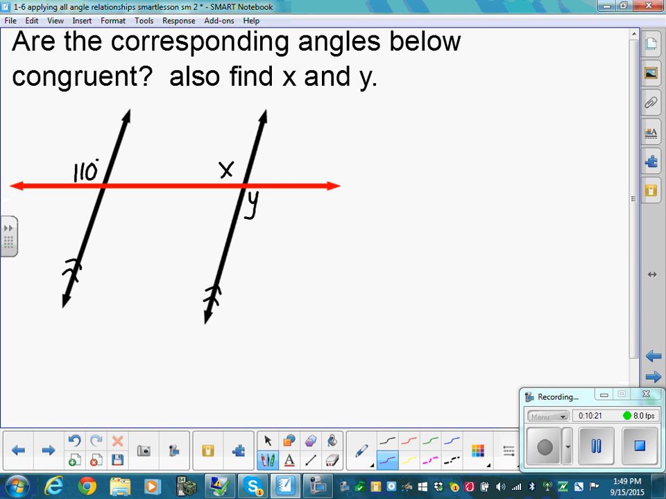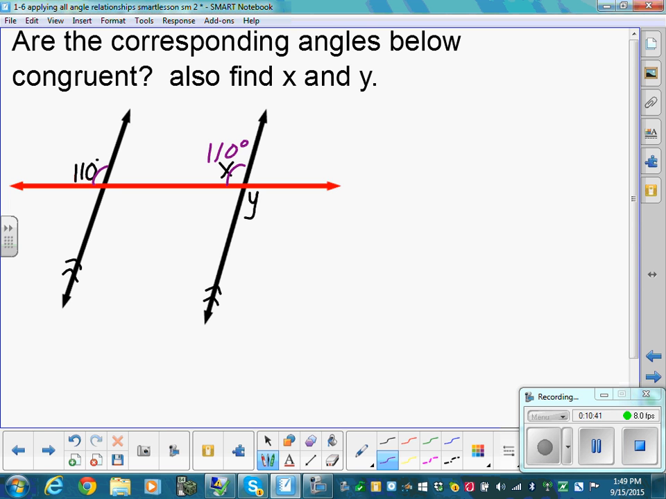Now, looking at this, we have two parallel lines and a transversal. So we know we have all these angles that go together, right? So if this is 110 degrees, isn't x its corresponding angle? Do they both sit on top of the parallel lines? Yeah. So what do we know about them? They're equal.